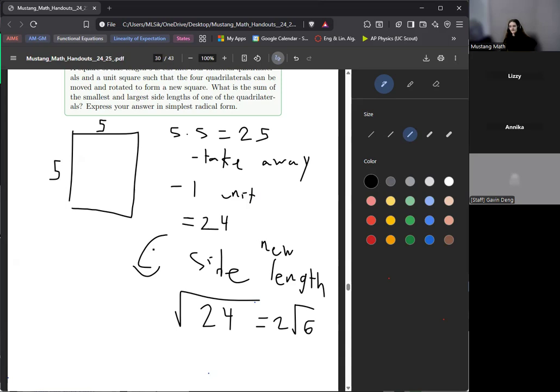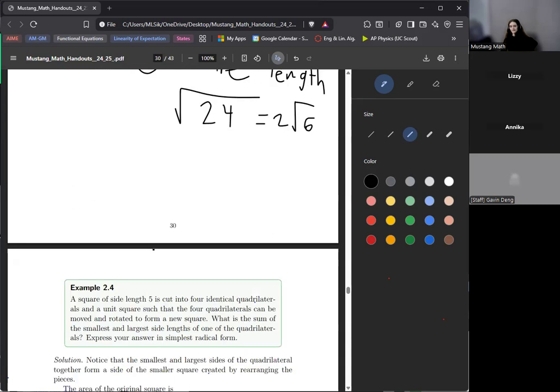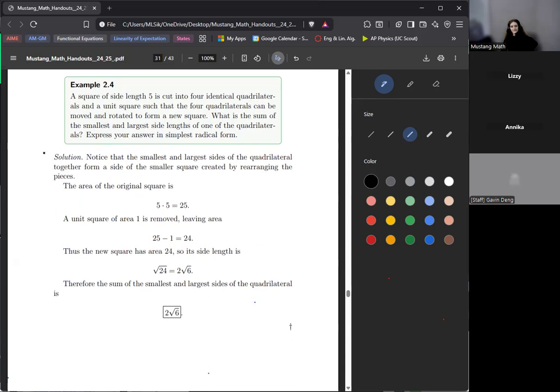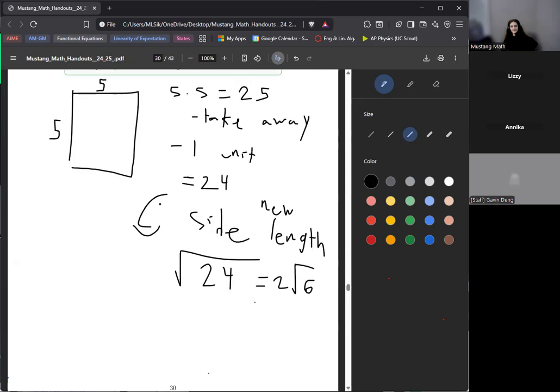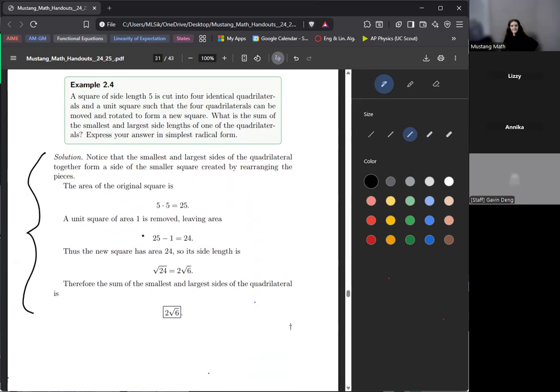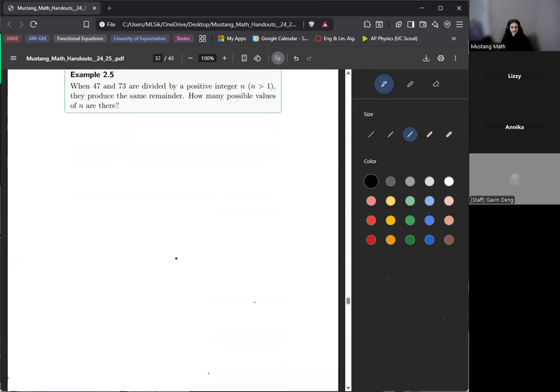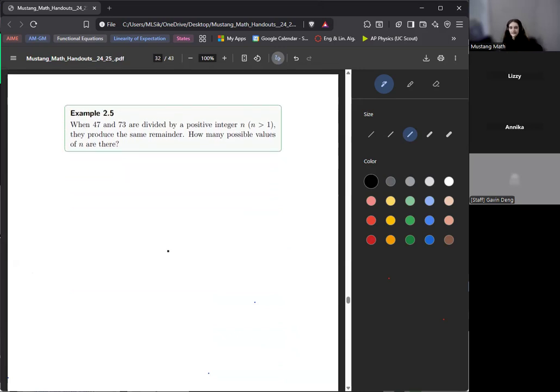So we know that the sum of the smallest and largest sides of the quadrilateral must be that. They have a kind of better explanation down here compared to what I scribbled up here. The area of the original square is 25. You remove that, that's how much area there is. And so the new square has area 24. So with that, we can move on to the next problem.